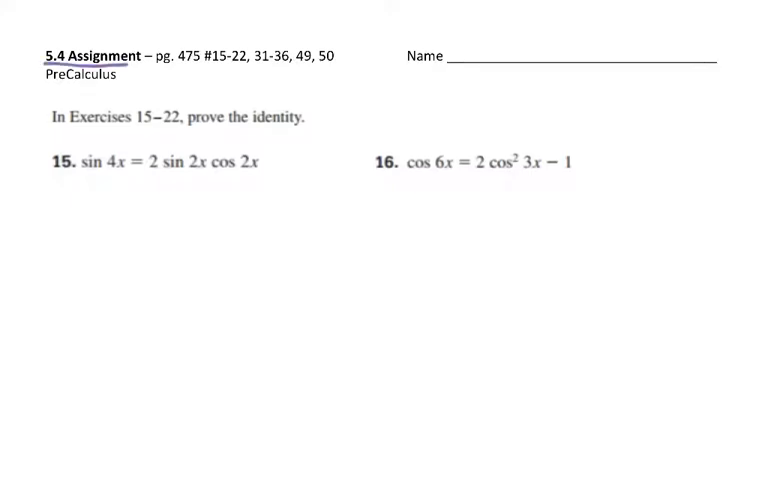Alright, so here's the 5-4 assignment. We're going to start off by proving some identities, so you're going to want your formula sheet out. This first one here, I guess you could do it multiple ways. We did certain ways in the notes.